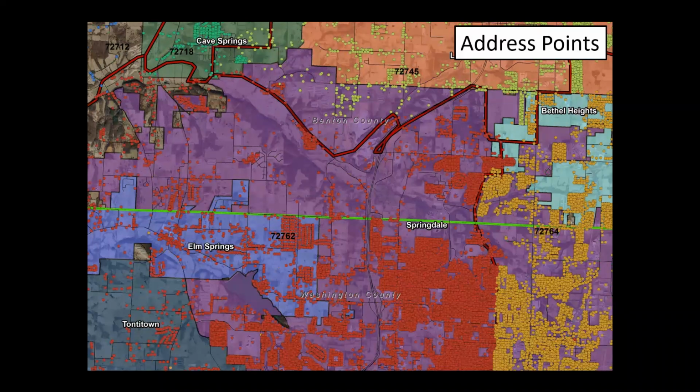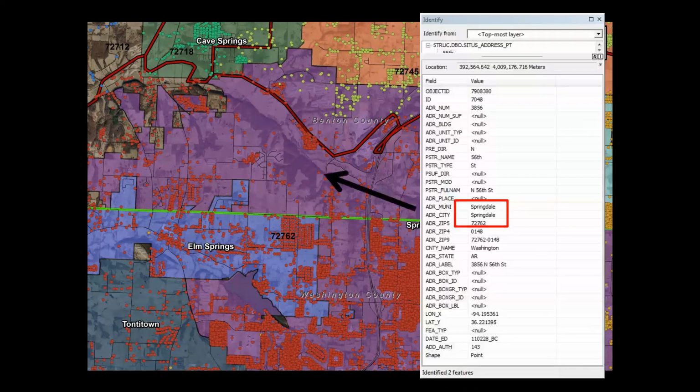And one thing I'll point out, you can see the zip codes in black text there. That 72762 zip code is technically the Springdale zip code. That zip code also covers the city of Elm Springs that you can see there on the left. So in this case, the address point that the arrow is pointing to there is actually within the city of Springdale, and its physical address has a Springdale zip code.